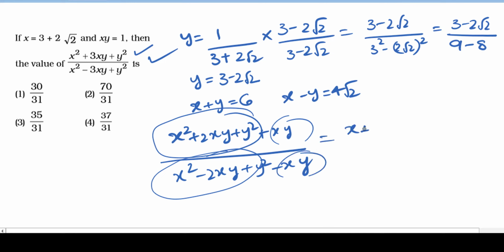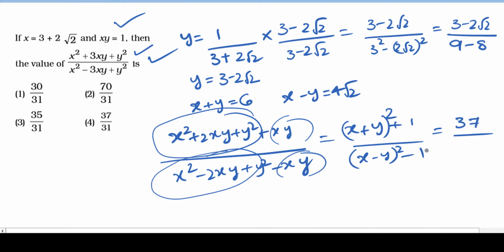This is x plus y whole square. I'm not writing xy. They have already given the value of 1. So let's put 1. And then x minus y whole square minus 1. So x plus y whole square, that is 6 into 6, 36 plus 1, 37. Then denominator 4 root 2 whole square, 4 4 is 16, 16 into 2, what is 16 into 2? 32 minus 1. So we get 37 by 31, fourth option.